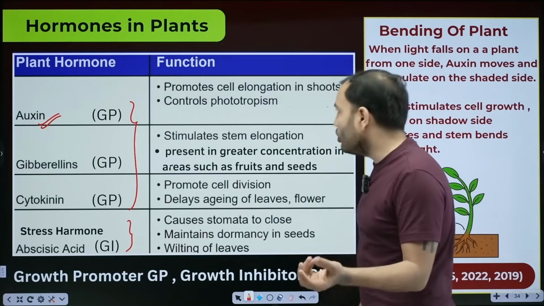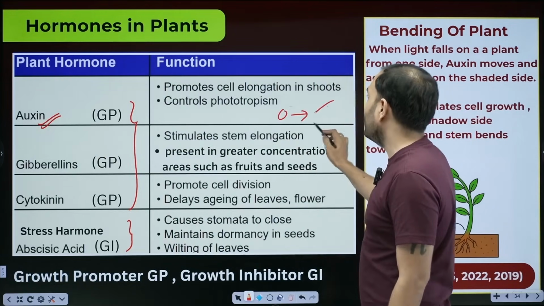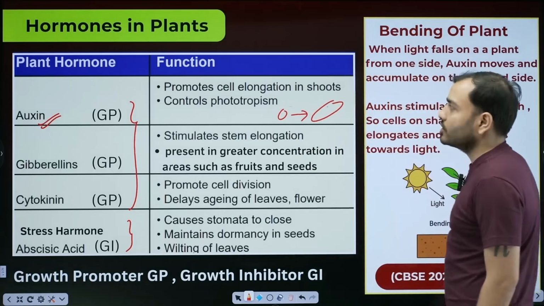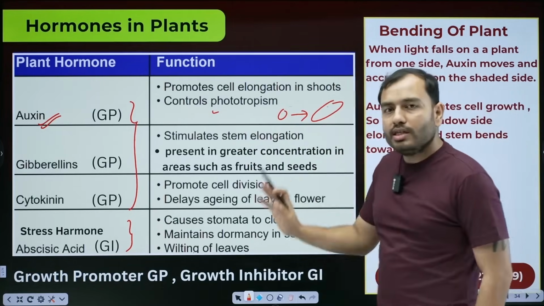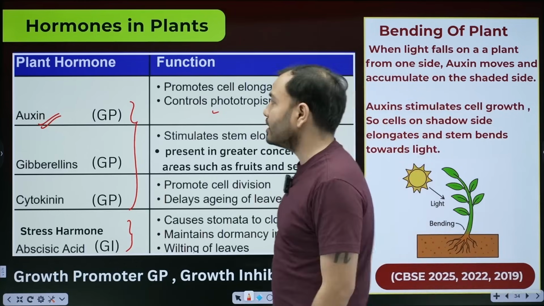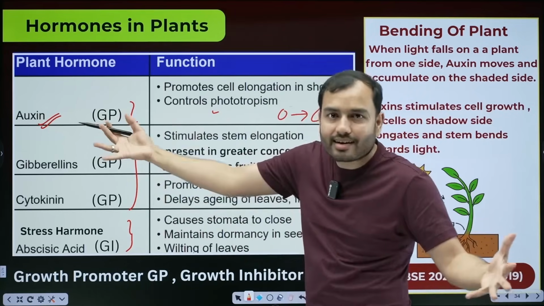Auxin, what is its job? To elongate the cell. It promotes cell elongation in shoots and controls phototropism. I am going to show you this later. So auxin has one job, to lengthen the cell. What is it? A growth promoter. It is causing growth, promoting it.